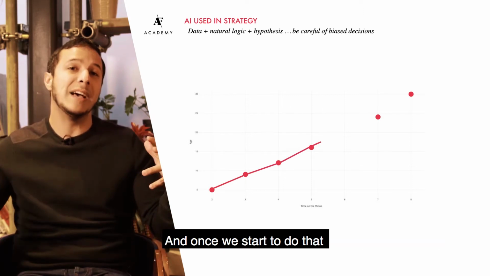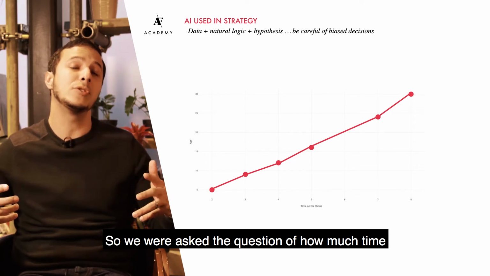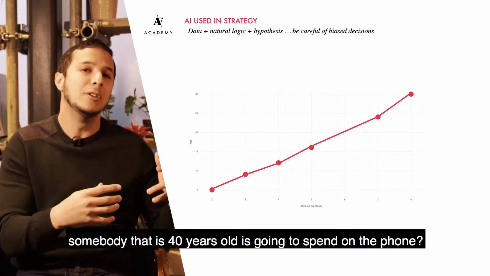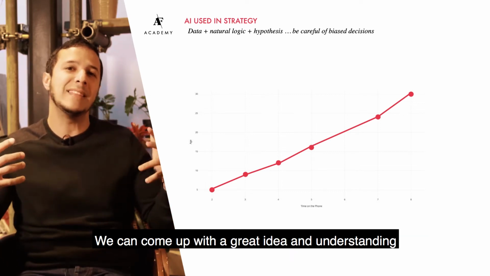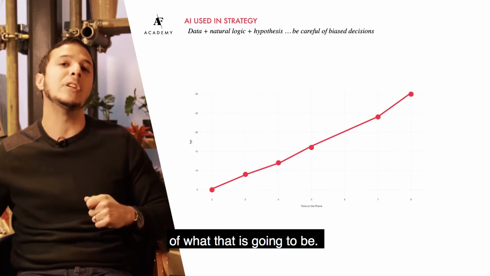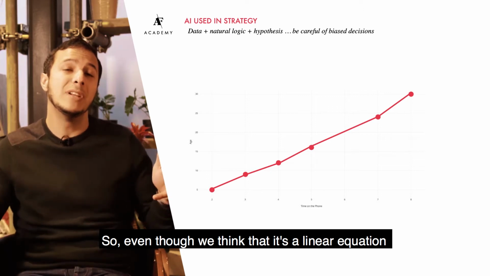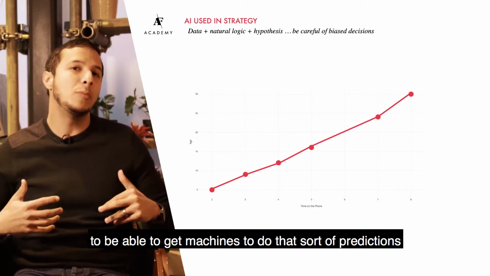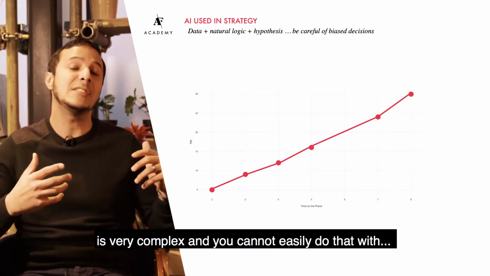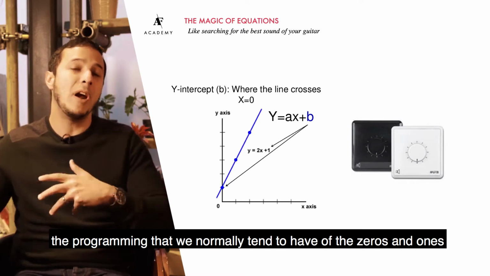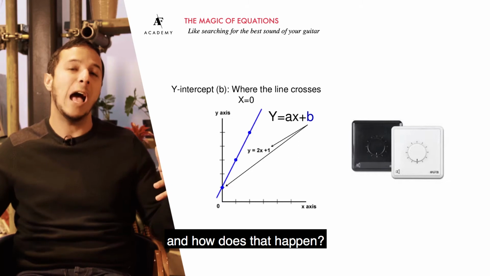And once we start to do that, then we can use it to our advantage and we can use it to predict the future. So if we were asked the question of how much time somebody that is 40 years old is going to spend on the phone, we can come up with a great idea and understanding of what that is going to be. So even though within this there is a linear equation, which looks very simple for us, getting machines to do that sort of prediction is very complex. And you cannot easily do that with the programming that we normally tend to have of the zeros and ones. And how does that happen?